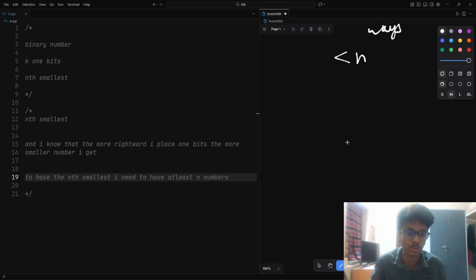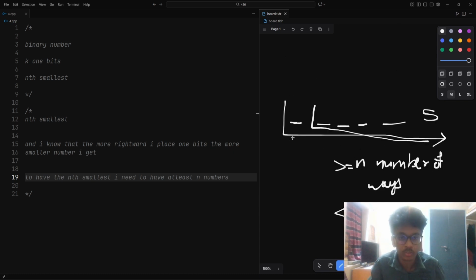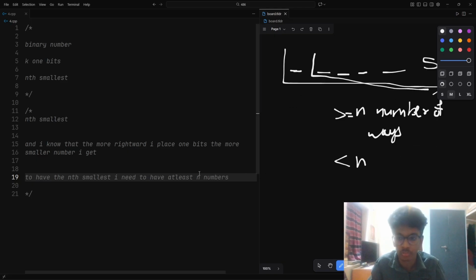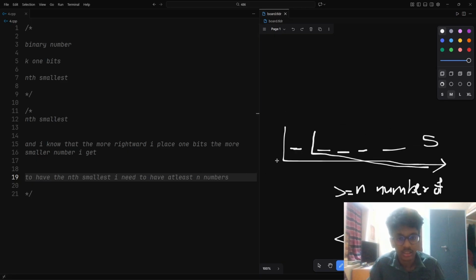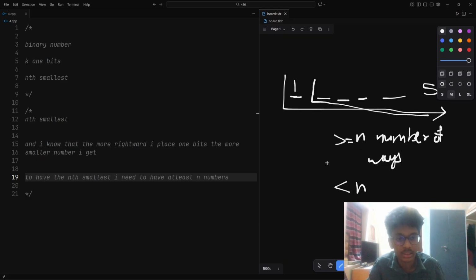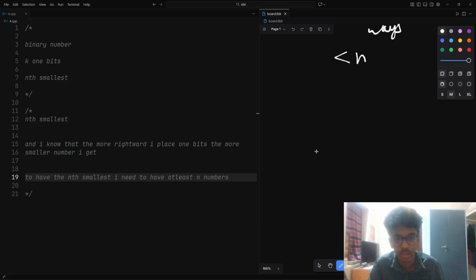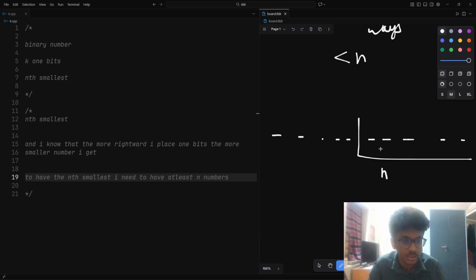It's the exact same scenario: if you don't consider a blank, you'll be left with a lesser number of ways. In that case, you can't find the nth smallest. And that means if I place a 1 here, it would naturally lead to the nth smallest number. Why? If there are some number of blanks, till here it gives you n number of ways. If you skip this blank, it would give you less than n number of ways.